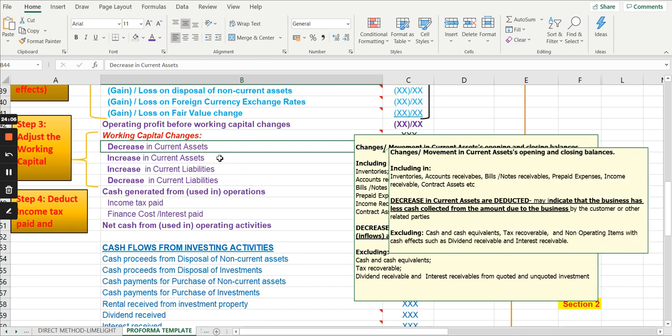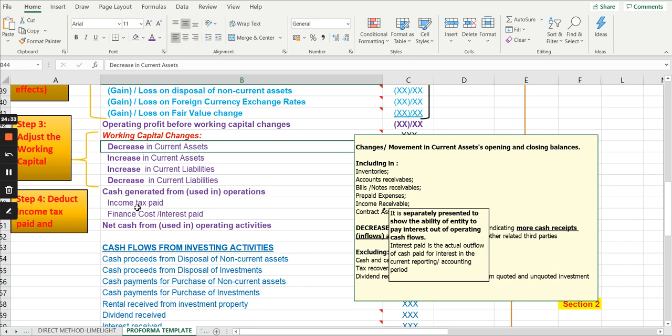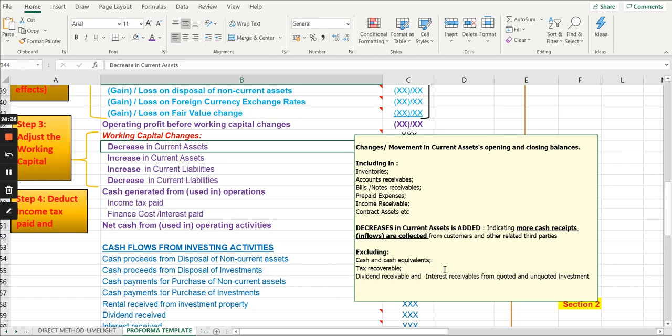For the current asset movement here, you should exclude the cash and cash equivalent, because that is under cash and cash equivalent. You should also exclude tax recoverable, and other current assets like dividend receivable and interest receivable, because they have their own special place, which is under the investing activities. Tax has been disclosed separately also in operating activities. So you just focus on the operating assets. This is the rule there: if it's a decrease, you are going to add.